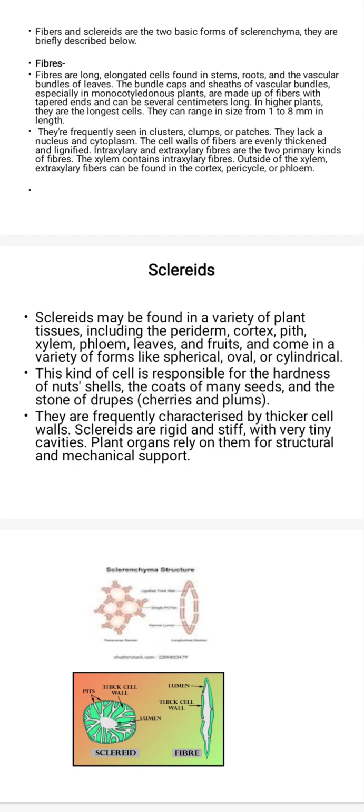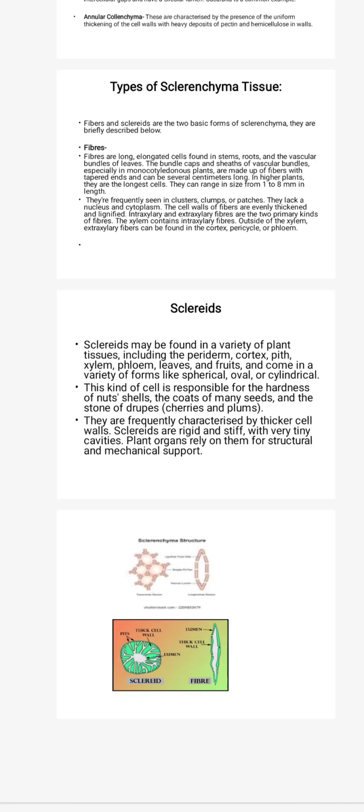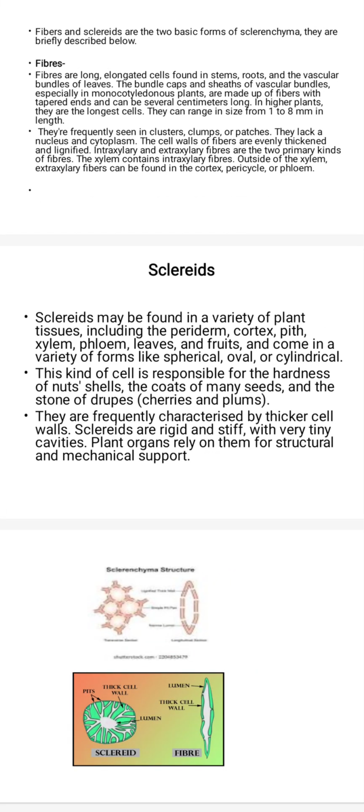Okay, so students, in this oral presentation we have seen the simple permanent tissues. That is parenchyma, collenchyma and sclerenchyma. Okay, in our next lecture we will see another type of tissue. Okay, thank you.